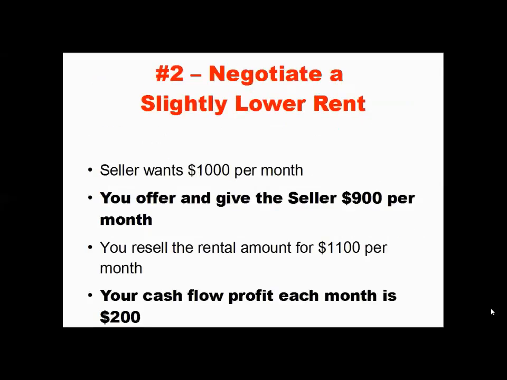Option number two is to negotiate a slightly lower rent. So remember, the seller wanted $1,000 per month, and you offer and give the seller $900 per month. You then turn around and resell the rental amount in your advertising for $1,100 per month.